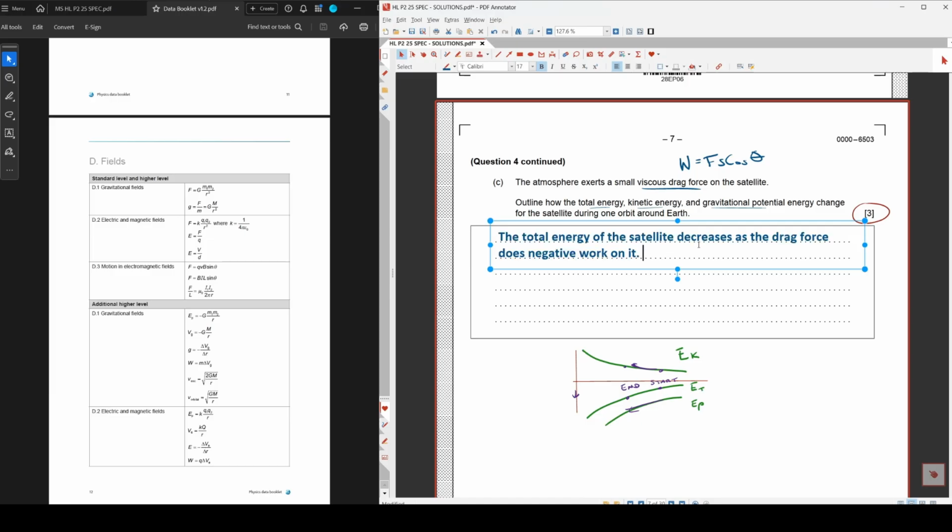But let's at least say, okay, so maybe we can say this will cause the satellite to fall to a lower orbit. So it will speed up. Therefore, the kinetic energy of the satellite will increase.